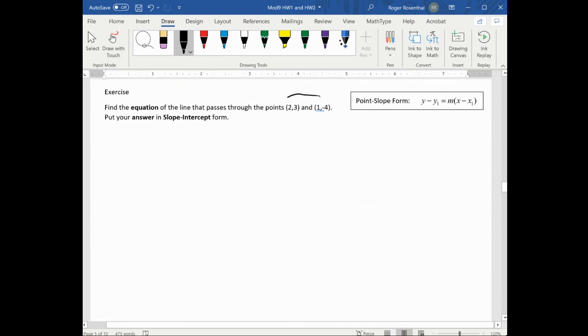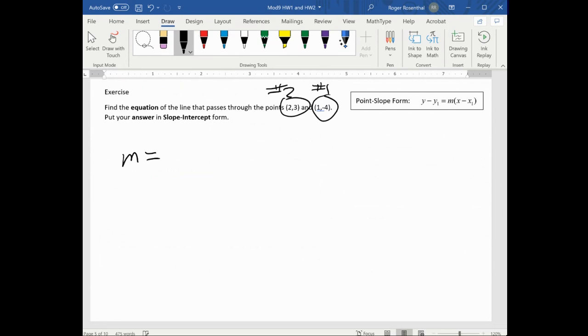Okay, we're going to find the equation of the line going through these 2 points. Now, we were given a point, but we weren't given the slope, and we need slope for this. But fortunately, we know the slope formula. The slope formula says the slope is, let's call this point number 1. Let's call this point number 2. The slope formula is the y coordinate from point number 2 minus the y coordinate from point number 1 divided by the x coordinate from point number 2 minus the x coordinate from point number 1.